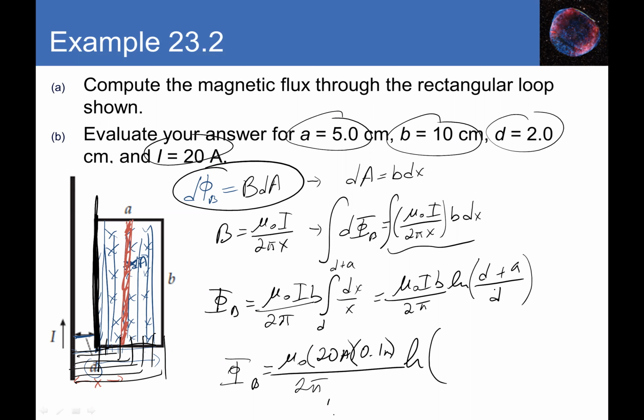And then here, I don't even have to convert things into meters because it's a ratio, it's going to cancel out. So D is 2 plus A is 5 divided by B, which is 10, right? And they're going to cancel out. And I'm going to get 0.5 microweber. And that's my last answer.